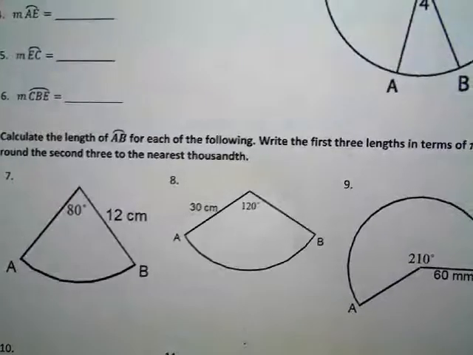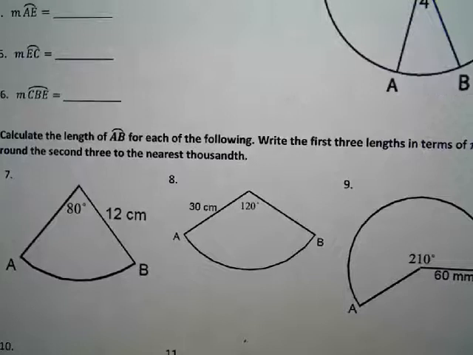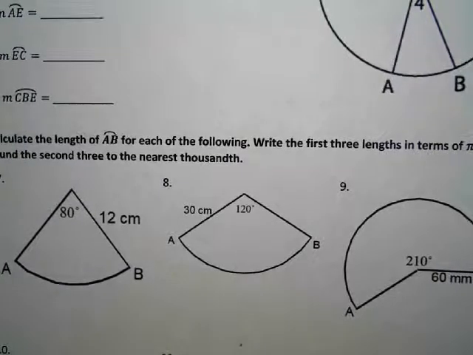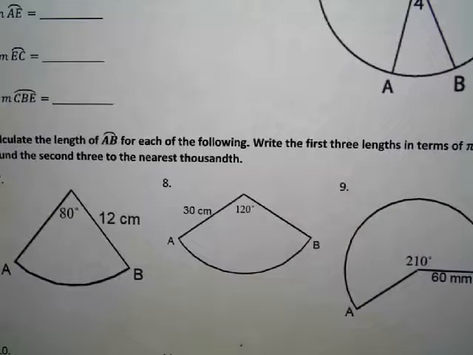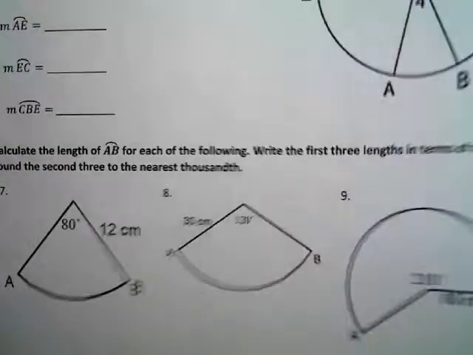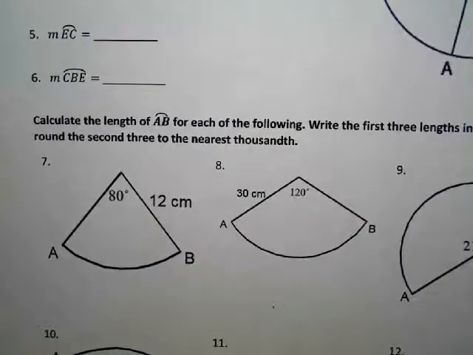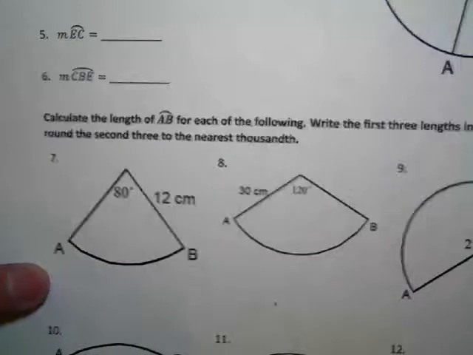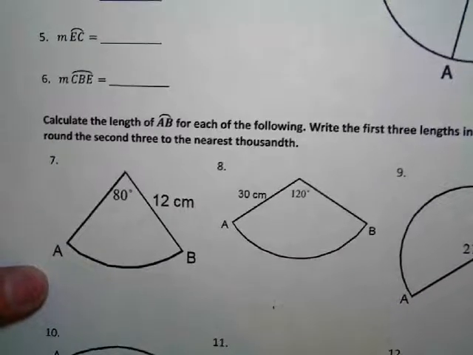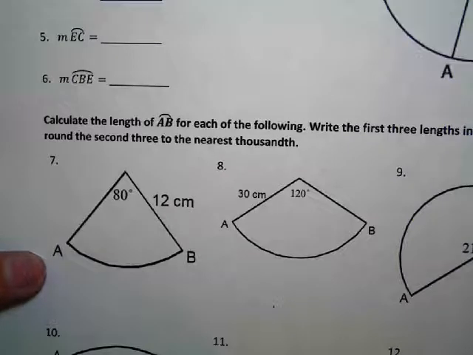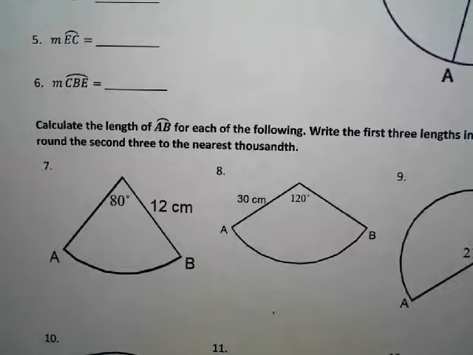If you have a marker or a pen that is colored or something like that, that might be beneficial. I'm just going to talk through a little bit of what you are calculating for this. So for number 7, 8, and 9, it says to write the first 3 lengths in terms of pi, and round the second 3 to the nearest thousandth. So we're going to write that off to the side, actually.